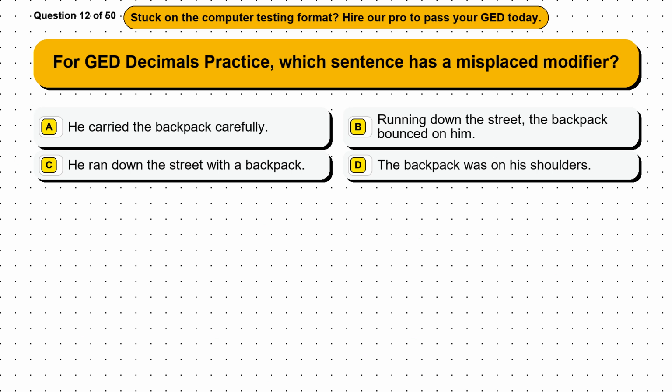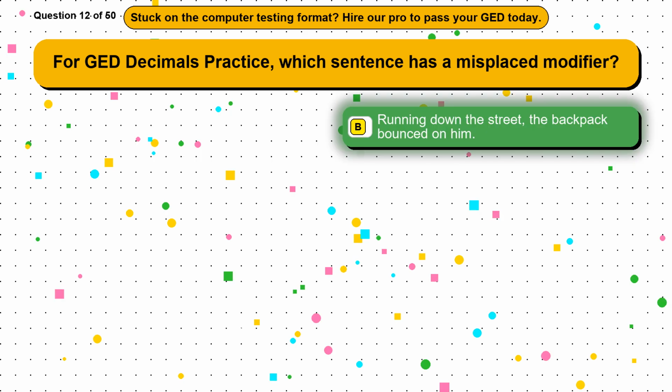Question 12. For GED Decimals Practice, which sentence has a misplaced modifier? Option A, he carried the backpack carefully. Option B, running down the street, the backpack bounced on him. Option C, he ran down the street with a backpack. Option D, the backpack was on his shoulders. The correct answer is option B.